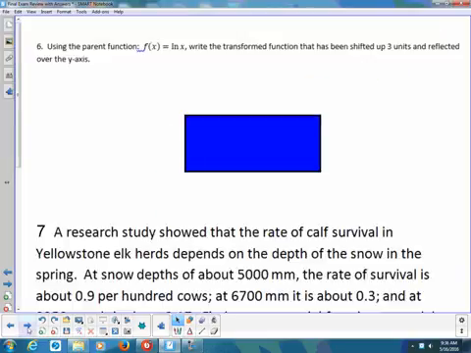All right, let's take a look at number 6. One more transformation problem. We're doing f of x equaling ln of x. Write the transform function that has been shifted up 3 units and reflected over the y-axis. Jake, what should we do?